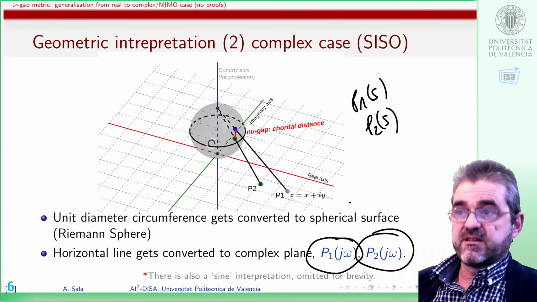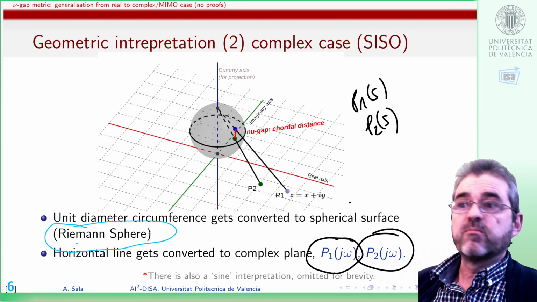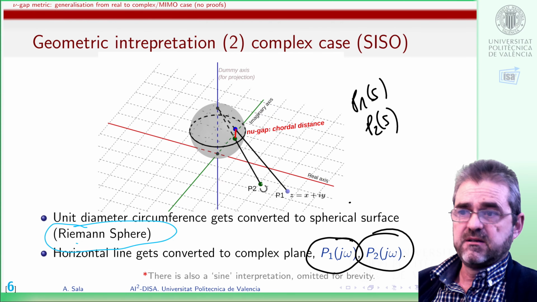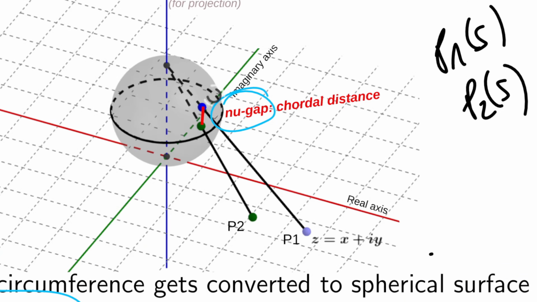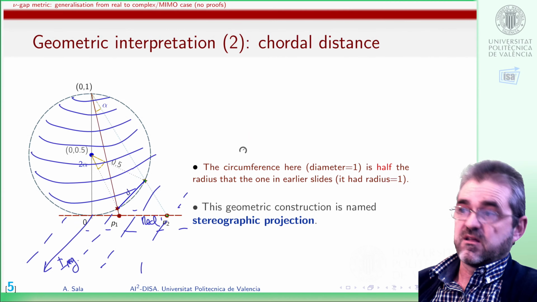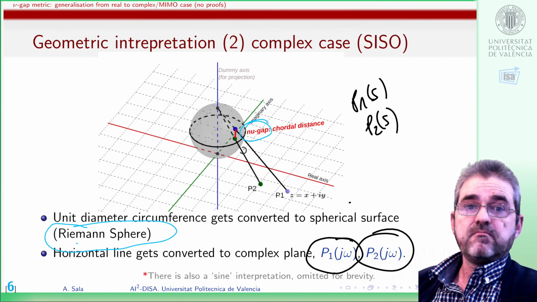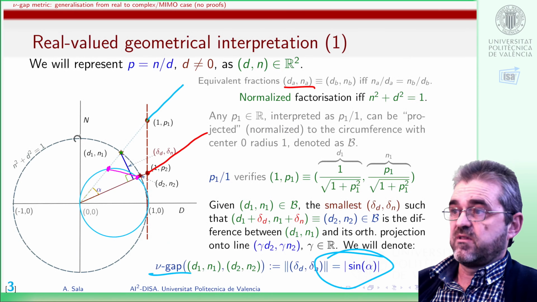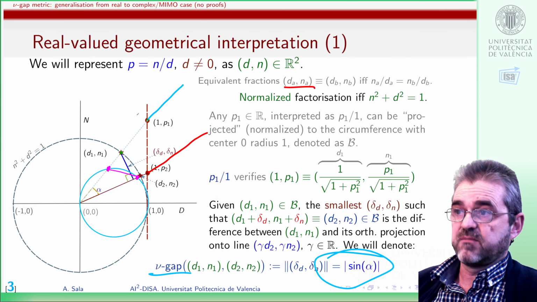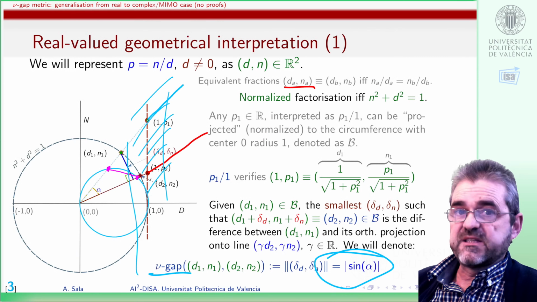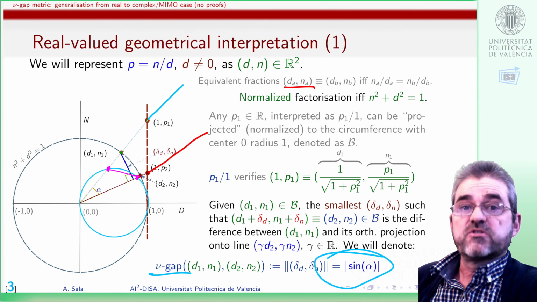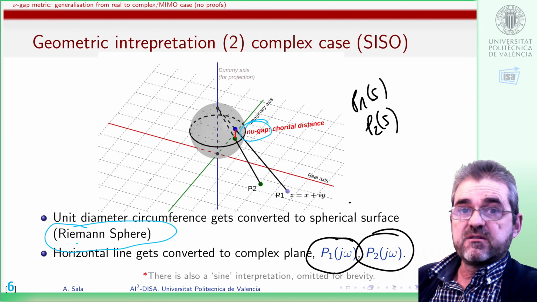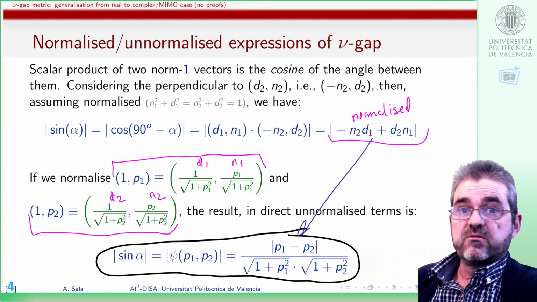In the complex plane, this sphere is called the Riemann sphere in complex analysis. But okay, the interpretation of the new gap is again the chordal distance, the distance between the two points in this stereographic projection on a sphere instead of on a circle. There is also an angular sine interpretation. You can imagine it with a larger sphere in this case and a plane here, but we omit it for brevity.